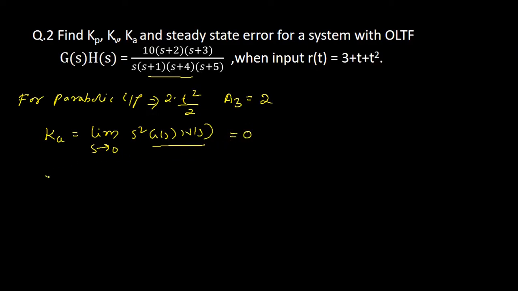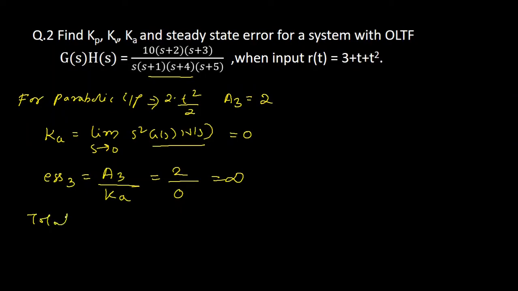So steady state error ess3 will be equal to magnitude A3 divided by Ka. So A3 is equal to 2 divided by 0. So ess3 will be equal to infinite.